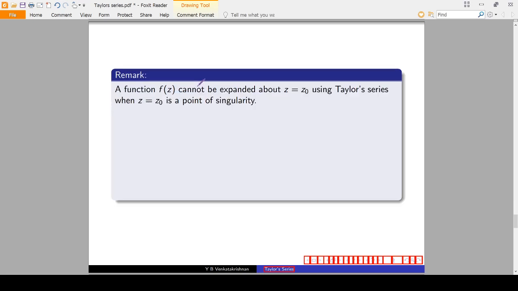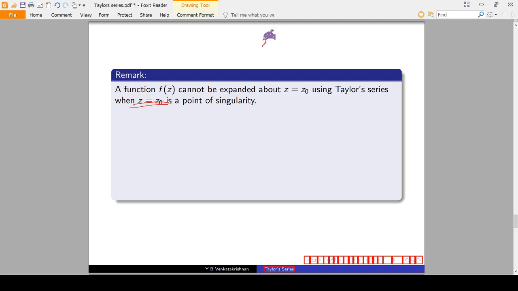The greatest disadvantage in the Taylor series expansion is that you cannot expand f of z about the point of singularity. About the point of singularity, you cannot expand.